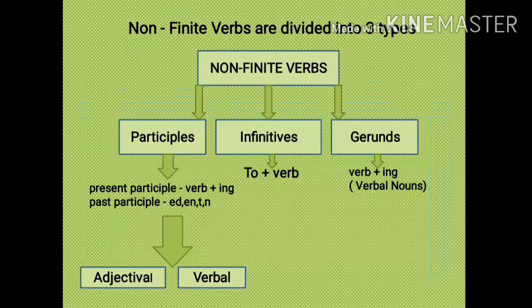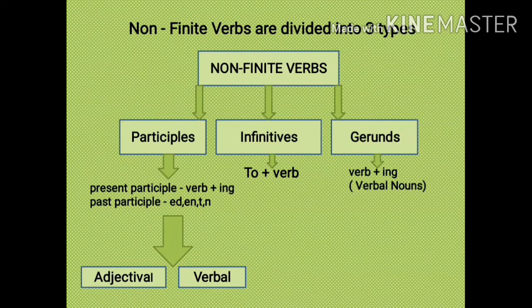But gerunds function as nouns. Gerunds are called verbal nouns. Participles: we have the present participles, that is verb plus ing, and past participles, which means the verb in its third form. That is the verbs which end with ed, en, t and n.